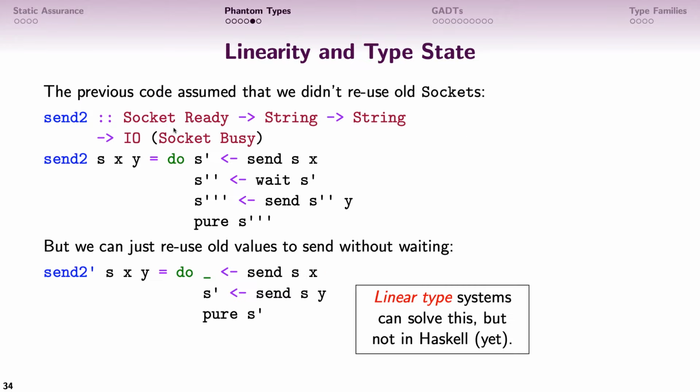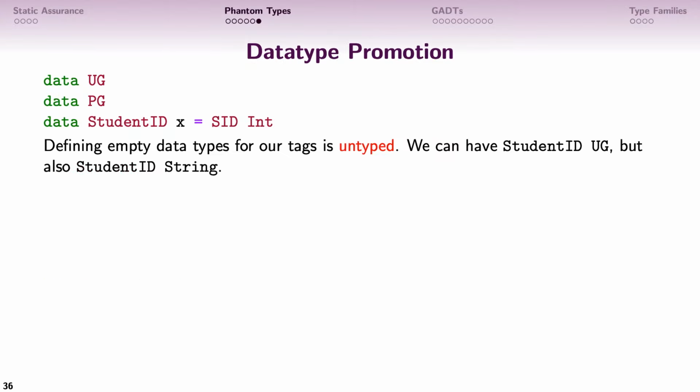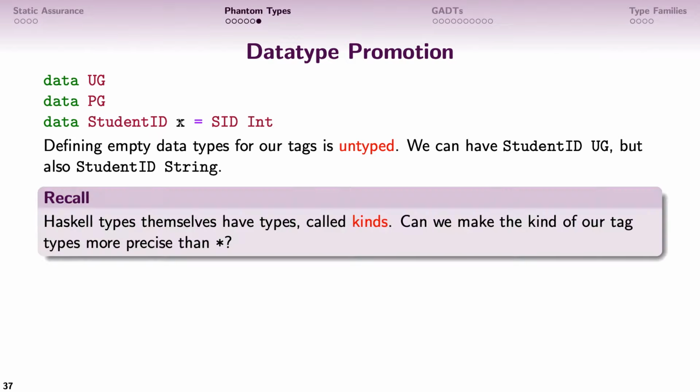If I had two different phantom types, ready and busy for my socket, for example, and UG and PG for my student ID, I could even have student ID of ready, even though that doesn't make any sense at all. The Haskell type system wouldn't complain. So what we want to do is narrow down the kind of X here so that instead of being just star, which is any old type, I want it to be a kind that contains just two possible types, or two possible parameters for X, UG and PG. They're the only possible values that I want to put in for my X parameter.